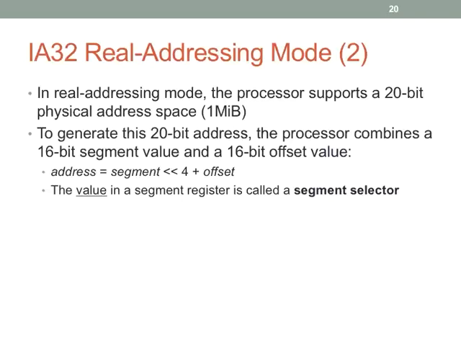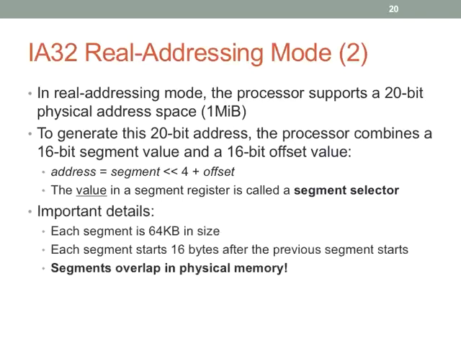20-bit address: you can see that we combine the segment value and the offset value. This is how we compute addresses in real addressing mode. So segment, shifted left 4 bits, multiplied by 16, and then we add in the offset. That value is called a segment selector.